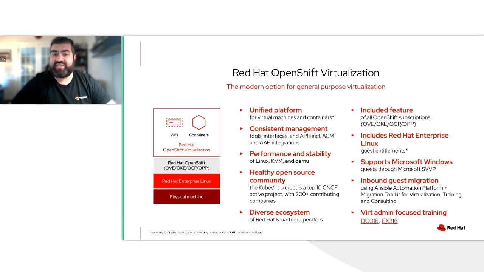OpenShift virtualization is an included feature at all levels of OpenShift subscriptions. So depending on what you need for your environment, it's always available. Several of the versions include your Red Hat Enterprise Linux guest entitlements. So if your infrastructure is a majority of Red Hat Enterprise Linux guests, you don't have to worry about subscribing those. It's automatically taken care of for you.